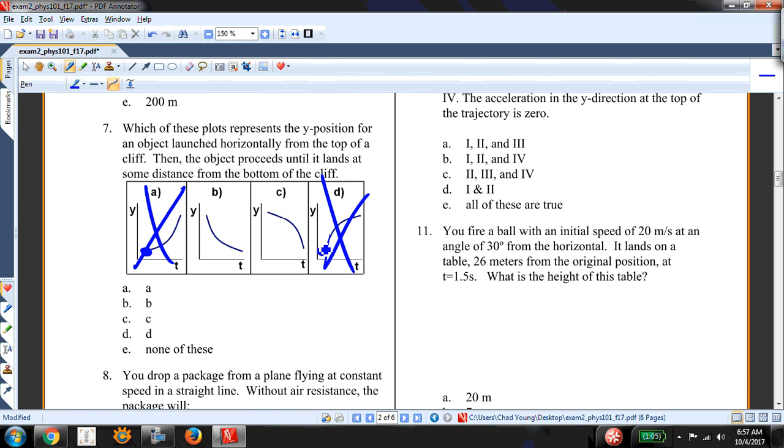And then we look at the slope. Does the y velocity start out big or small? If it's big, then it should be this one. If it's small, it should be this one. See how the slope is small here. So the y velocity starts out actually at 0. So C is the right answer for number 7.